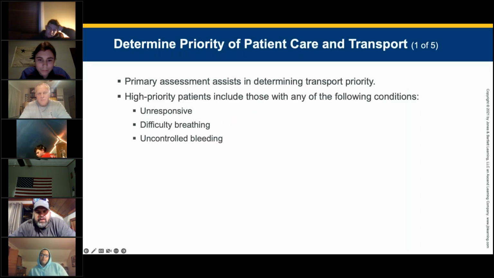Determine priority of care and transport. So for every patient, you should be determining this. Are they critical and do they need to move now? Or do we have the time to continue assessing them and continue treating them before we move them?